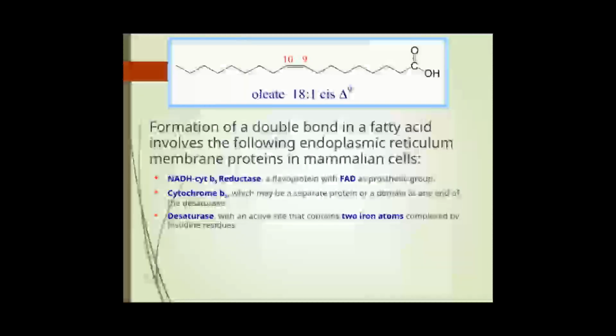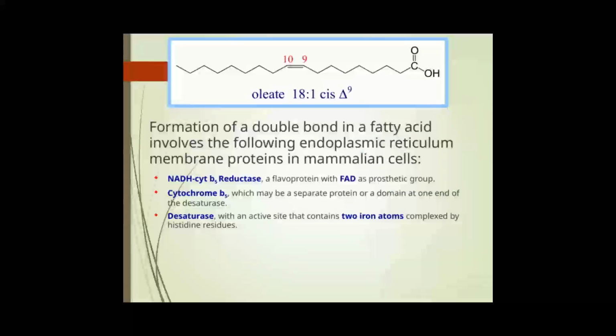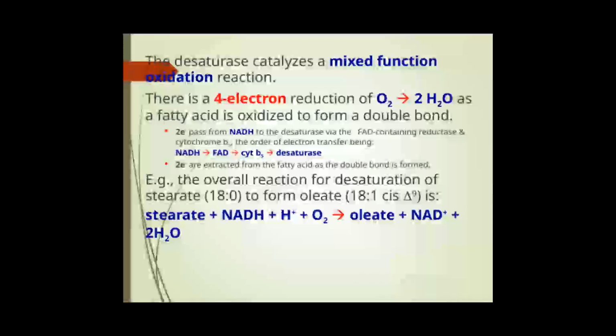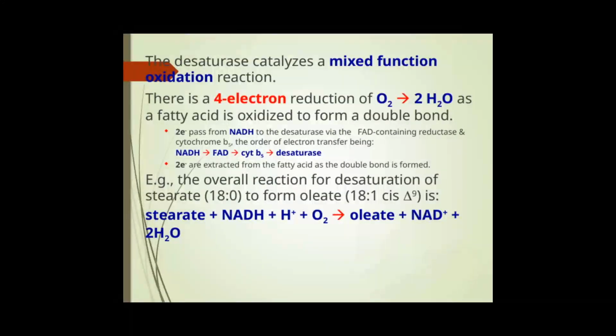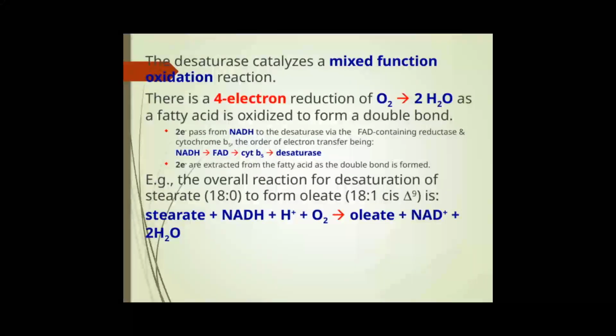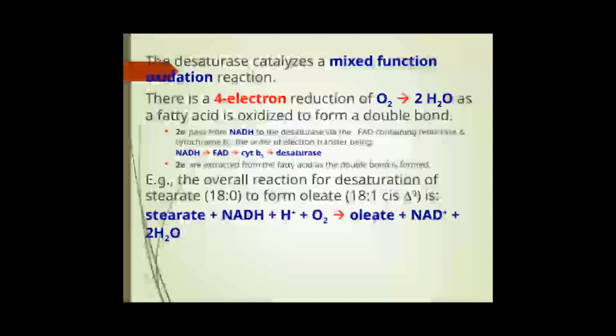The desaturase enzyme plays a crucial role in introducing double bonds into fatty acids through a process called a mixed-function oxidation reaction. Essentially, it involves the transfer of 4 electrons from oxygen, which gets reduced to 2 molecules of water, while the fatty acid is oxidized to form a double bond. This electron transfer is a stepwise process, starting with NADH, which donates electrons to the FAD-containing reductase. From there, electrons pass through cytochrome b5 before reaching the desaturase enzyme itself. The order of this transfer, NADH to FAD, then cytochrome b5, and finally to the desaturase, is key to understanding how the reaction is tightly regulated. As the double bond forms in the fatty acid, 2 electrons are extracted, which completes the oxidation process.